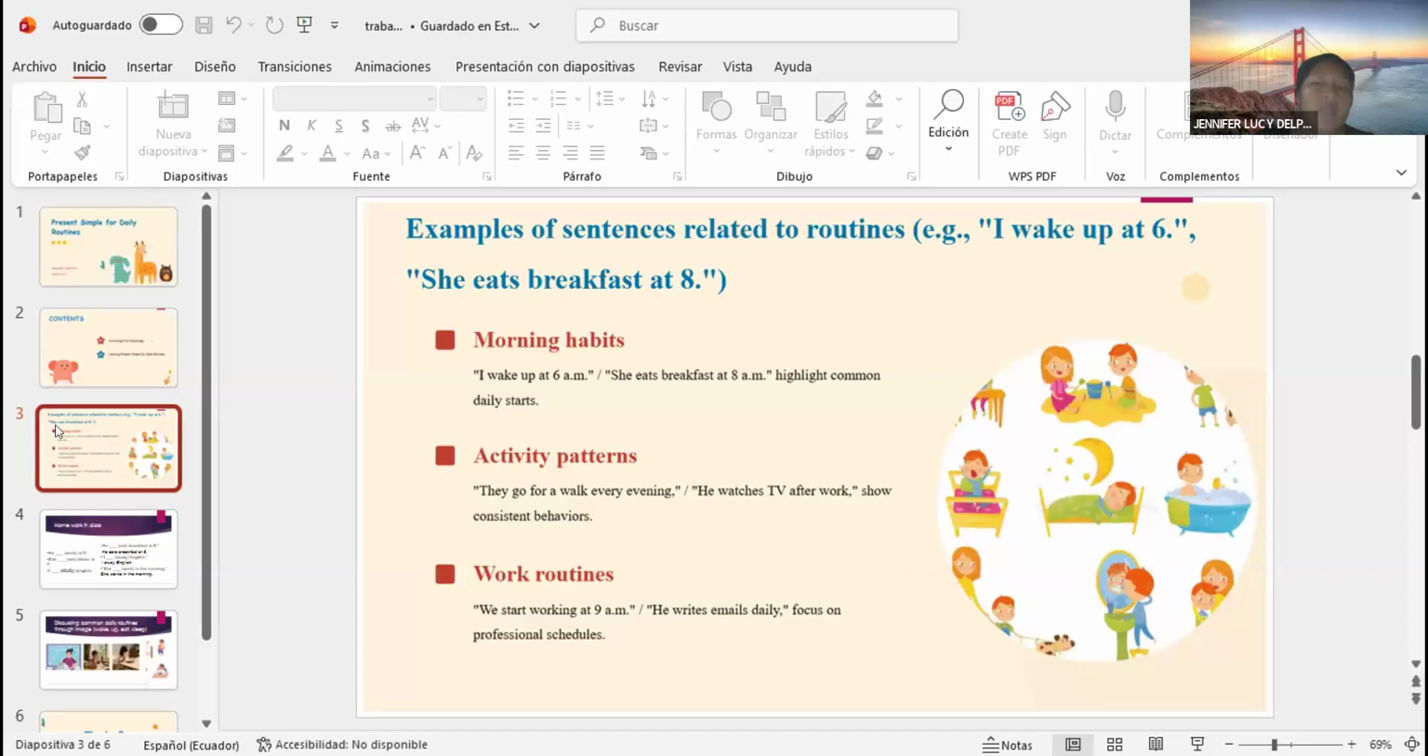For example, I get up at 6 a.m. Then activity routines. These are the activities we repeat every day or every week. For example, they go to bed every night. And work routines. These are the activities we do at work. For example, I write emails daily.